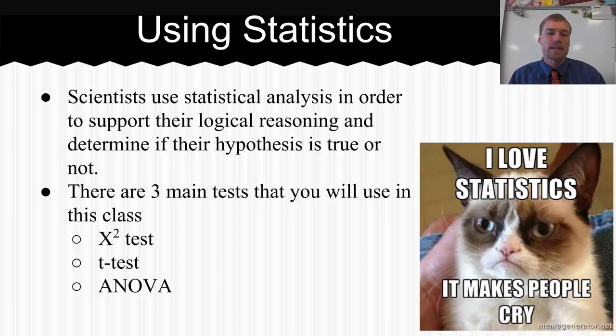Now, there are three main tests that we are going to be using in this class. We're going to use a chi-square test, which will be on the AP exam, a t-test, and an ANOVA. The t-test and the ANOVA will not be on the AP test. However, the t-test and the ANOVA are the two most widely used tests in the world by biologists, and therefore I want you all to be able to use them as well. And so you'll use them a lot when you do experiments and things like that.